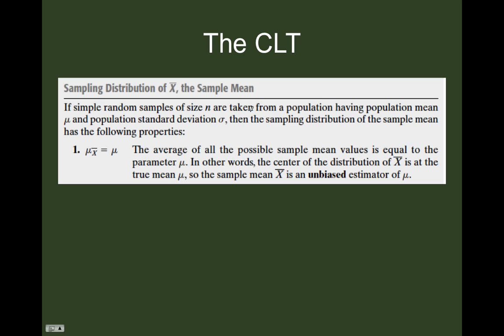Now, let's talk about the central limit theorem, the CLT. It's a very important theorem. It's a central theorem to all of statistics, really. So let's talk about this. This is addressing the sampling distribution of x bar. If simple random samples of size n are taken from a population having a population mean mu and population standard deviation sigma, then the sampling distribution of the sample mean has the following properties. Number one, mu sub x bar equals mu.